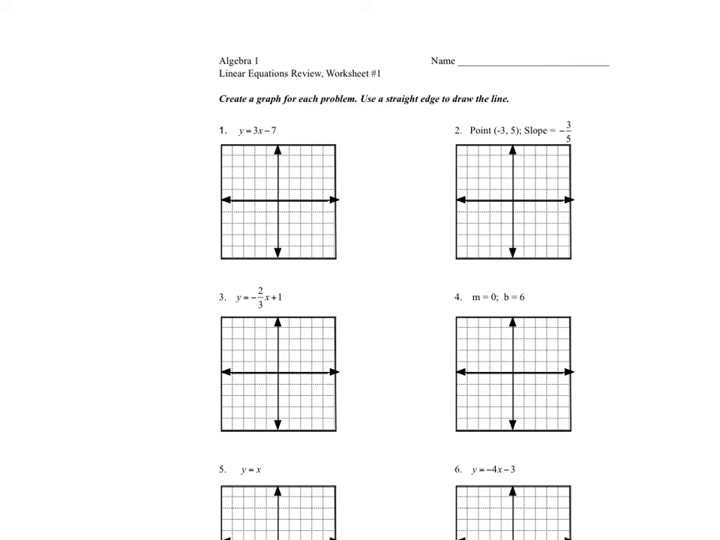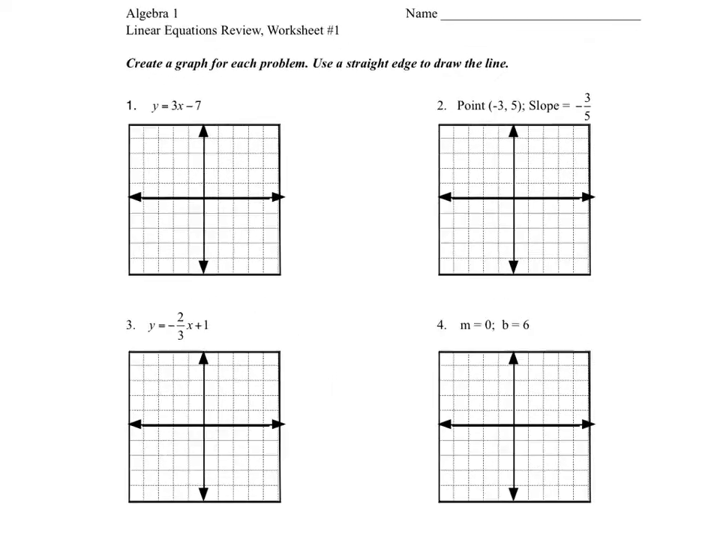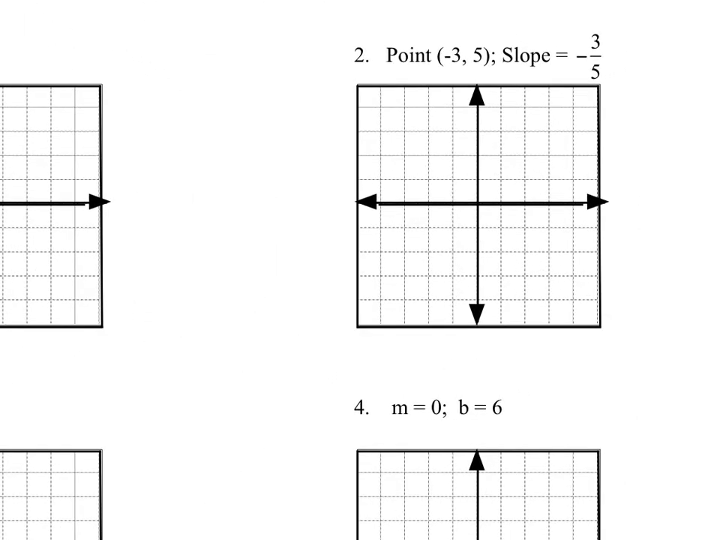Today we're going to go over the linear equations review worksheet number 1. I'm going to walk you through some of these problems just so this will refresh your memory on how to do them. So looking at number 2, our point is -3, 5, and our slope is -3 over 5.